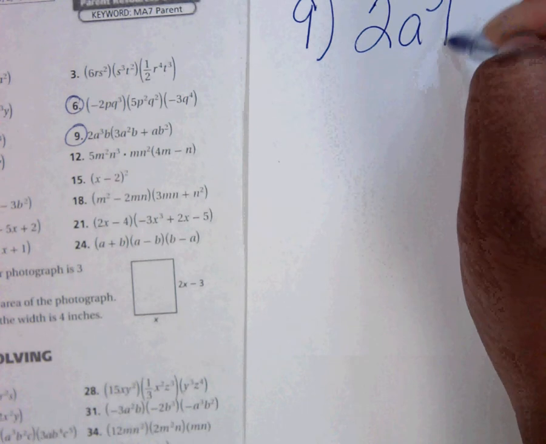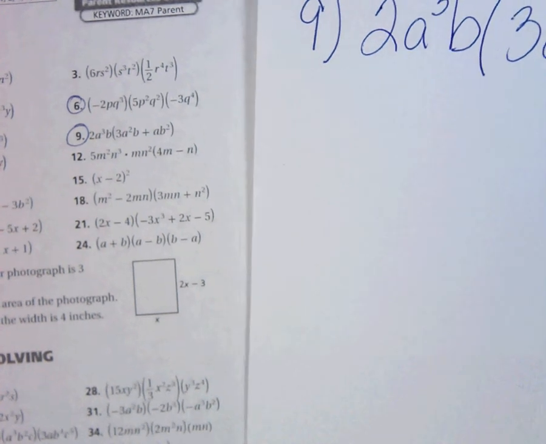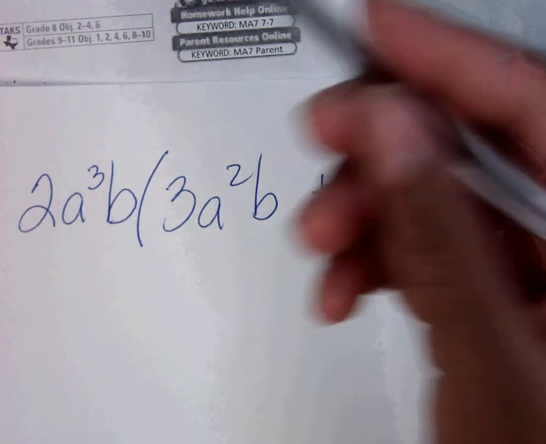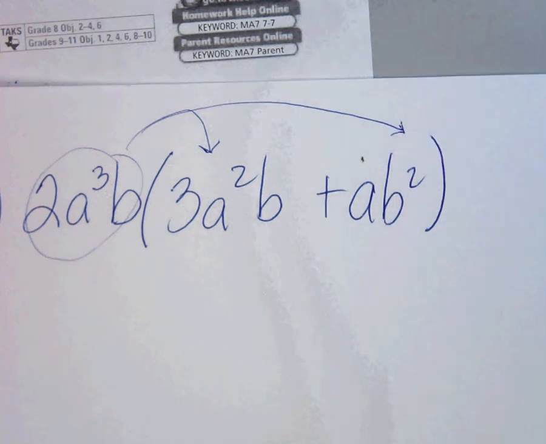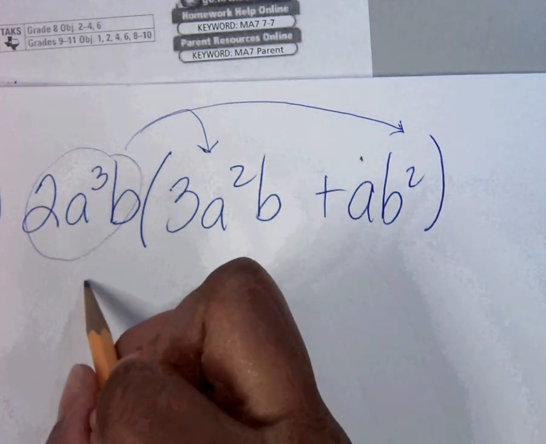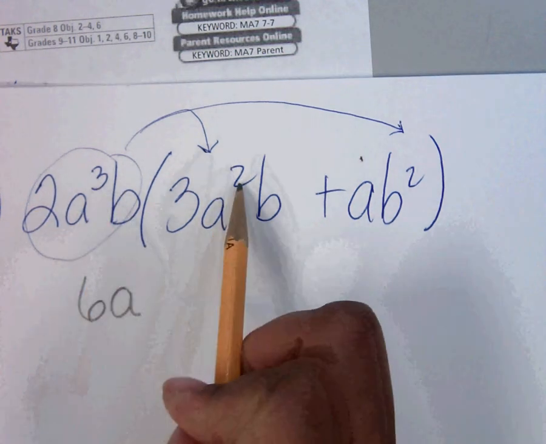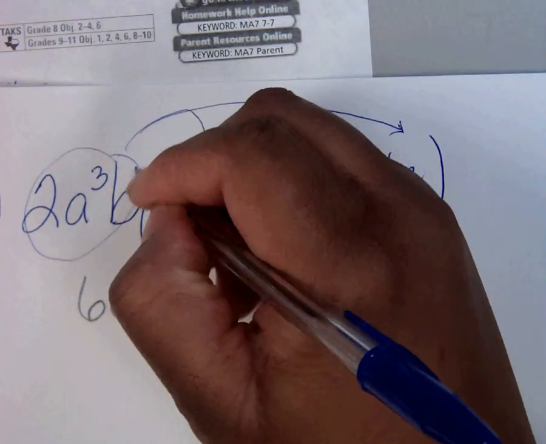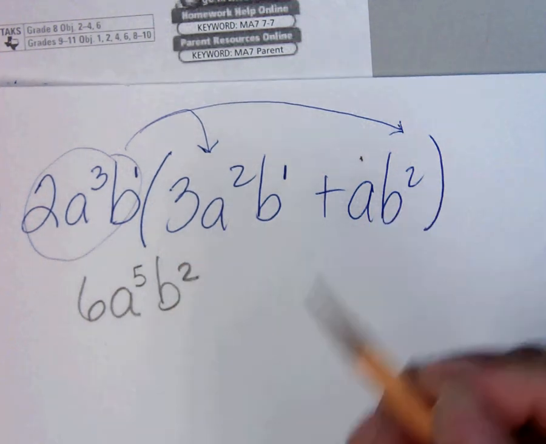2a cubed b times 3a squared b plus ab squared. Okay, now how do we do this? Again, take this monomial, multiply it to the first term and then to the second term. So this is 6a to the 3 plus 2 is 5. And then the b's have 1s on them, so you will add them and get b squared.